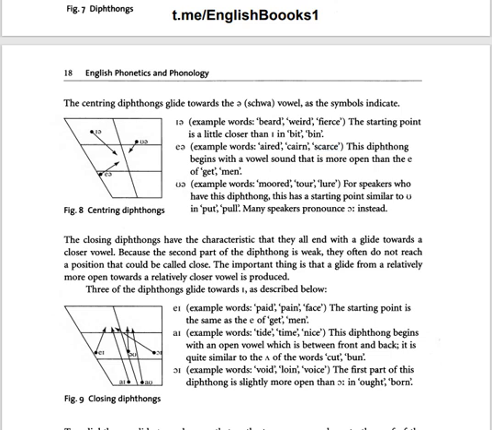Now the third of the long vowel diphthongs, ua. This sound example was moored, tua, lua. For speakers who have this diphthong, this has a starting point similar to short u in put, pull. Many speakers pronounce long o instead.